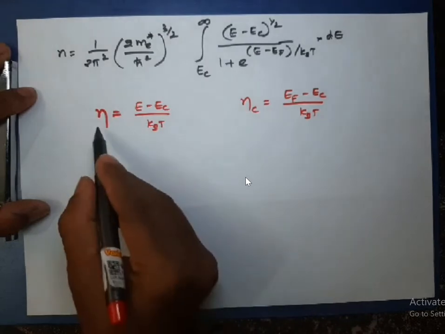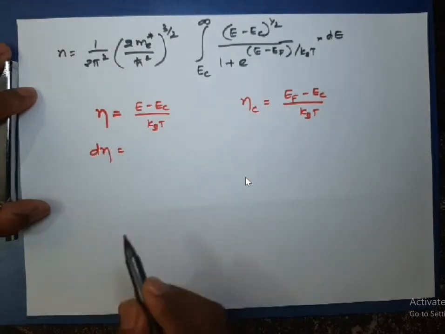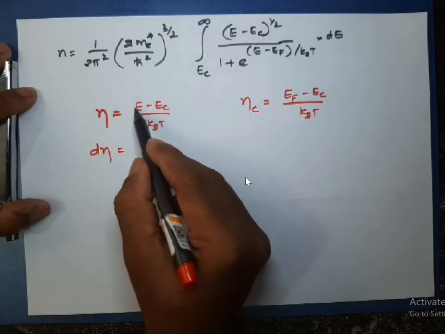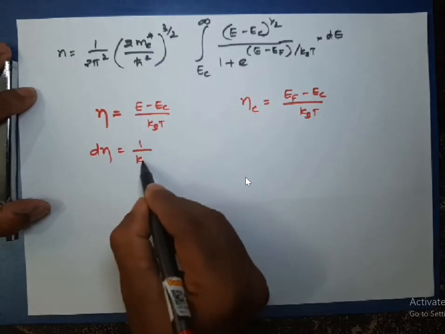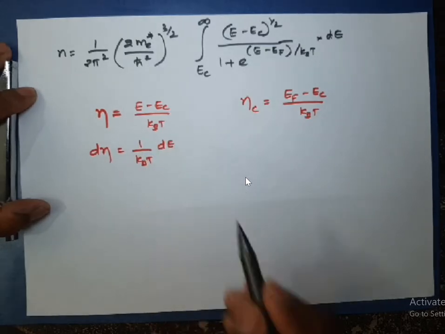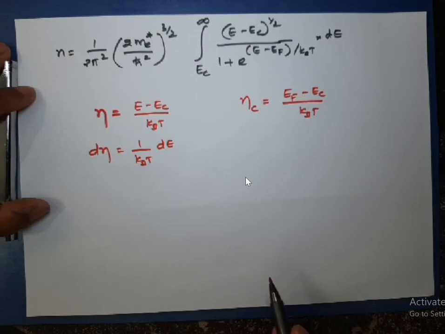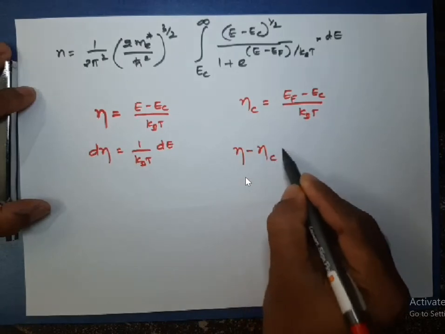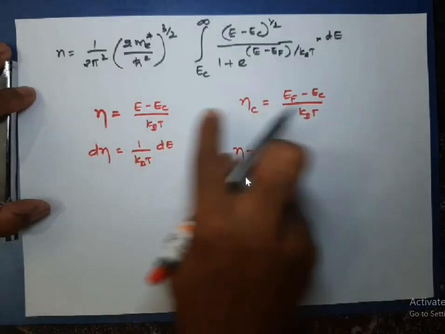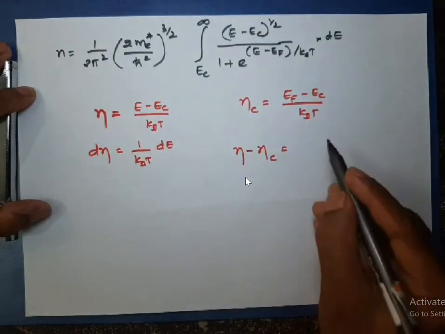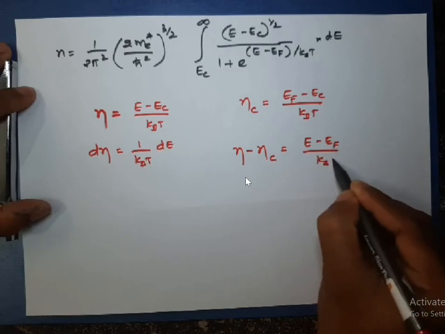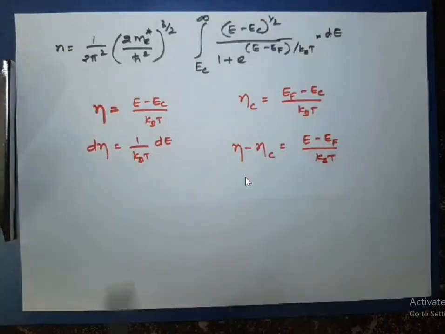Now, what is d eta? EC is constant for a given material, and kBT is also constant, so if I differentiate, I get 1 by kBT into dE. So this is d eta. Then one more quantity: what is eta minus eta C? If I subtract, EC cancels, so you get (E minus EF) over kBT. I'm just defining some terms like this, and now I'm going to incorporate these values here.